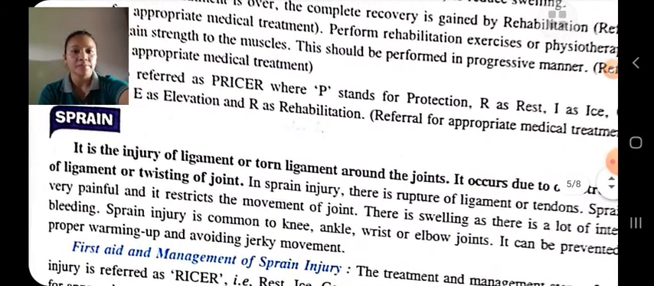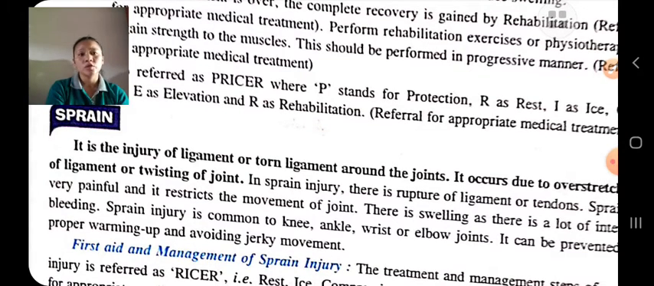Next is sprain. It is a ligament injury. In this, the ligament is torn or damaged. It is caused due to overstretching of the ligament. If the ligament is overstretched, or due to twisting of the joint, then our ligament may tear. In strain, the muscle is torn, but in sprain, the ligament is torn, when the ligament is overstretched or due to twisting of the joint.